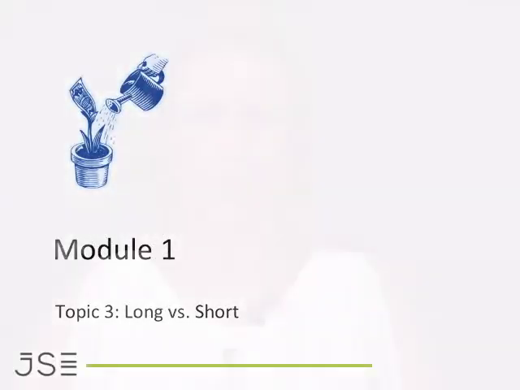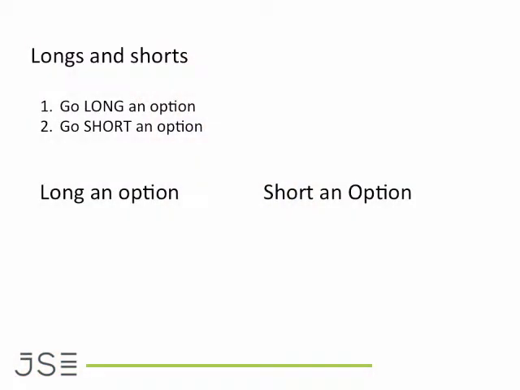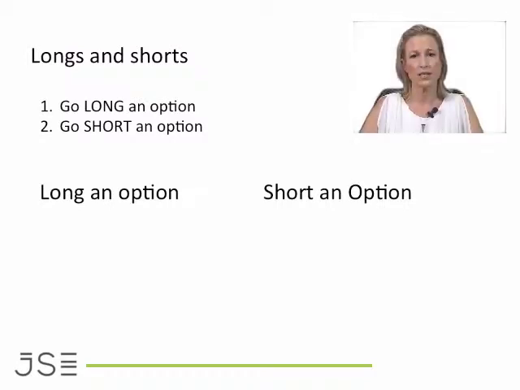Longs and shorts. In this module, we're going to consider some of the implications of trading options. We're going to look at going long or short an option. But before we even do that, let's make sure we understand what this terminology means. Long is really just financial jargon to indicate that you have bought or hold, are the owner of, the financial asset. Short is to indicate that you have sold or are selling the underlying asset.